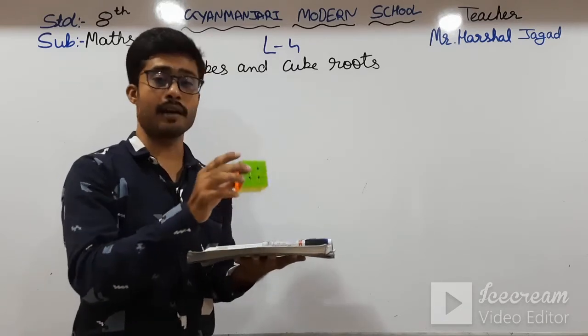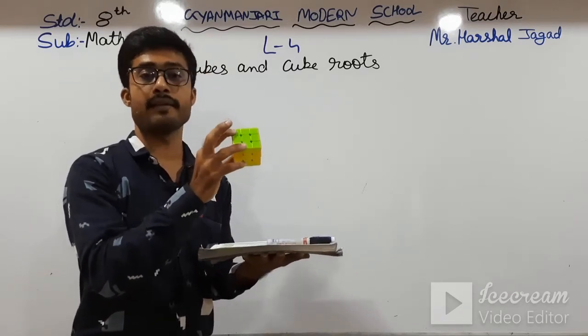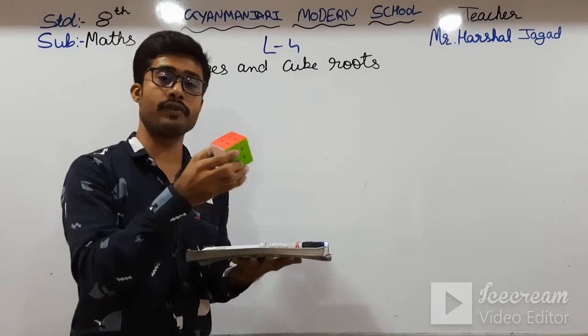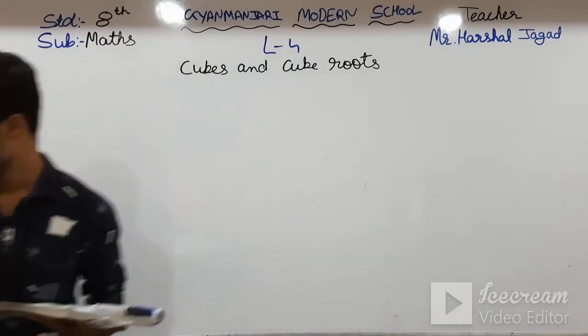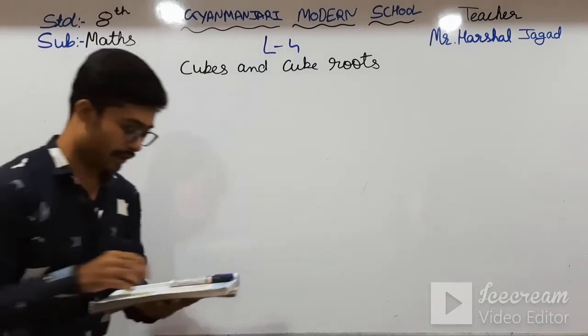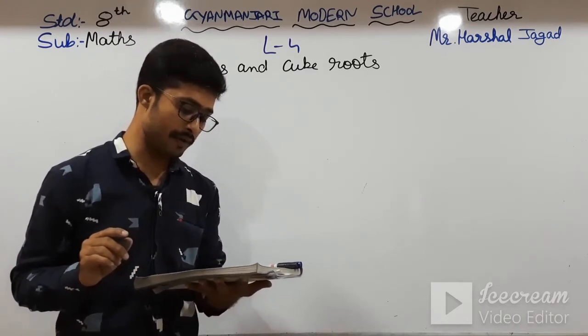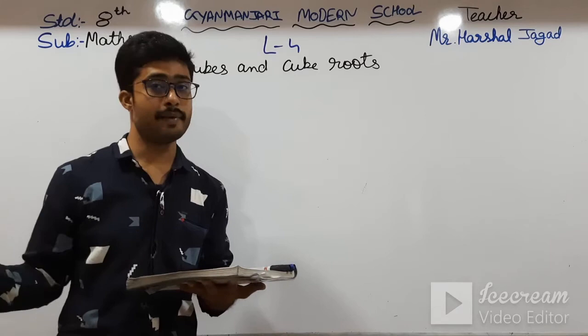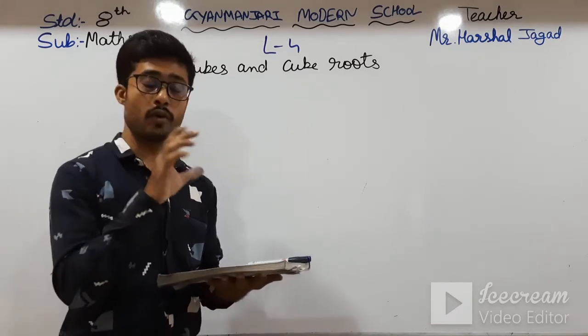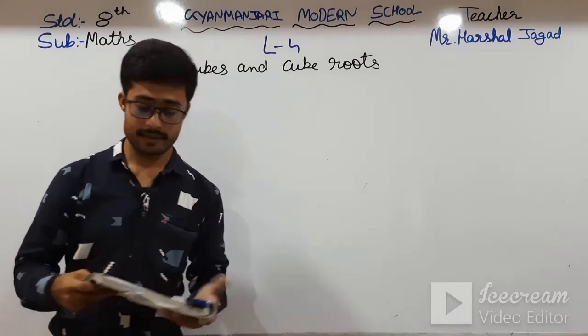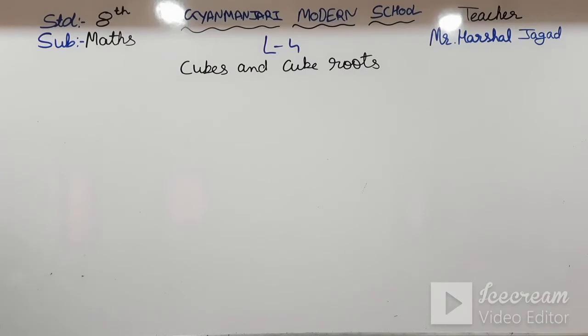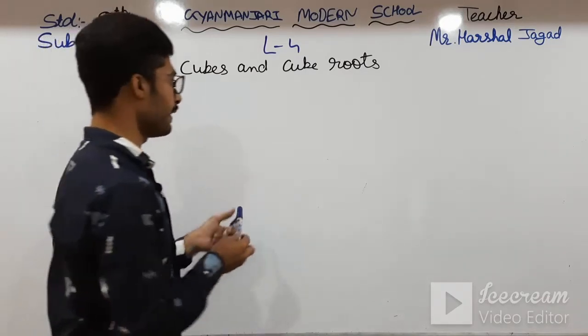Okay, students, here the length, breadth and height of the cube are the same. That is why this is known as a cube. A cube is a solid figure which has all its sides equal in length. Means this figure, the cube, has all the sides equal. Let me draw a 3D figure of the cube.